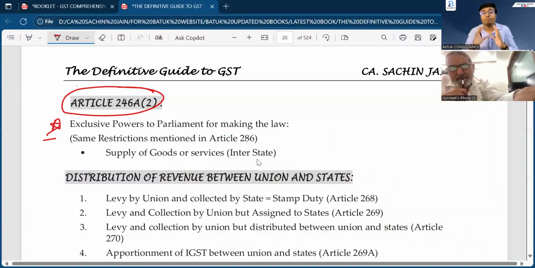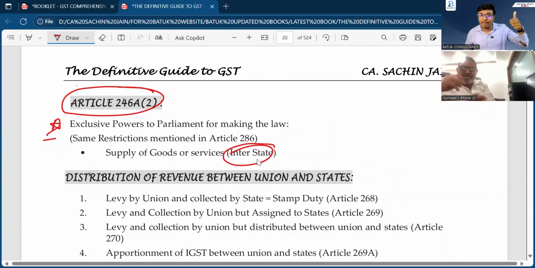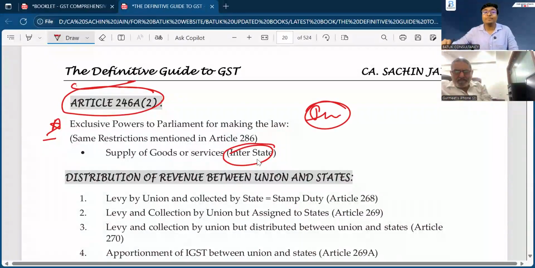Article 246A gives exclusive power to Parliament to make the laws. That means regarding interstate supply, Parliament has the power to make the laws. Whenever there is an interstate supply, the law applicable is made through Parliament. That is called my IGST Act, Article 246A, sub-clause number 2.